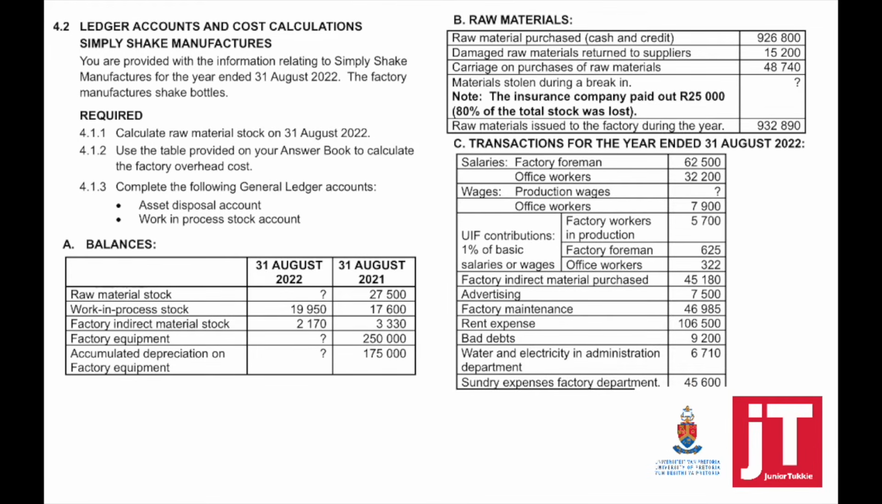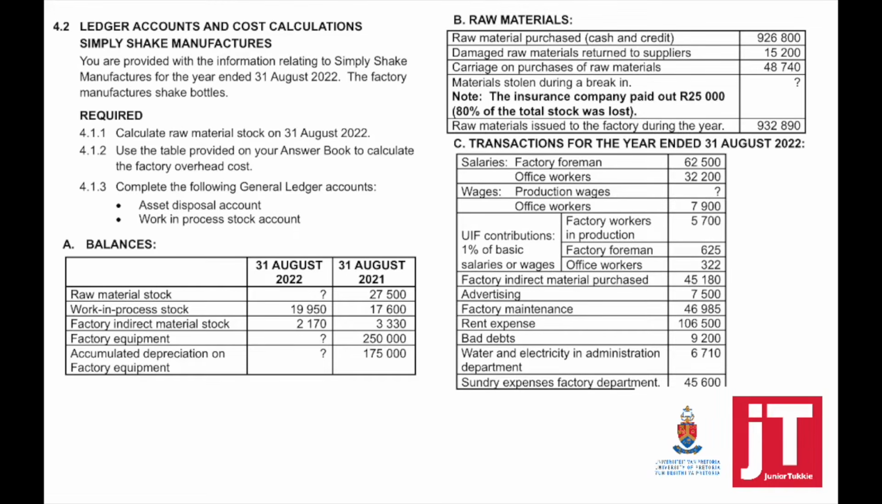4.2, ledger accounts and cost calculations. Simply Shake manufacturers. You are provided with information relating to Simply Shake manufacturers for the year ended 31 August 2022. The factory manufactures shake bottles. Required, calculate the raw material stock on 31 August 2021.